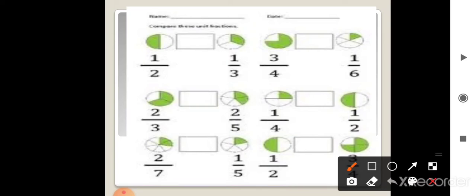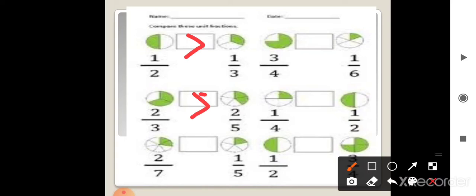Here we have a half, 1 over 2, and a third, 1 over 3. Which is greater? 1 and 1 at the top, 2 and 3 at the bottom. Yes, 1 over 2, the half, is greater. The second one is 2 over 3 and 2 over 5. 2 and 2 at the top, 3 and 5 at the bottom. Here 2 over 3 is greater.